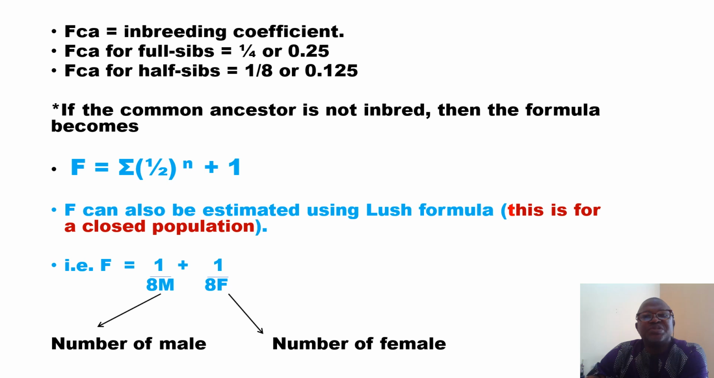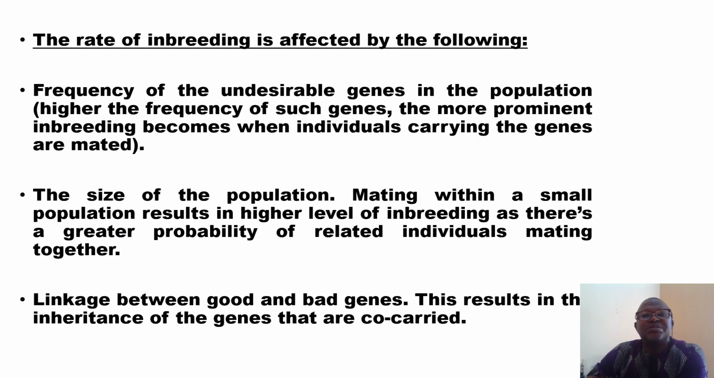So inbreeding coefficient can also be estimated, particularly in a closed population, using Wright's formula, which states that F is equal to 1/8m plus 1/8f, where m and f represent the number of males and females in the population that is being considered. So the rate of inbreeding is affected by the following.